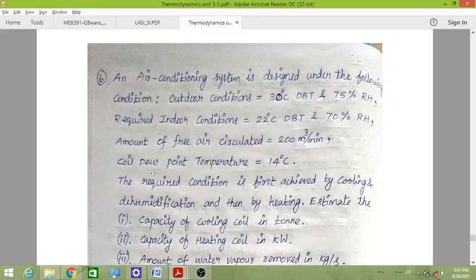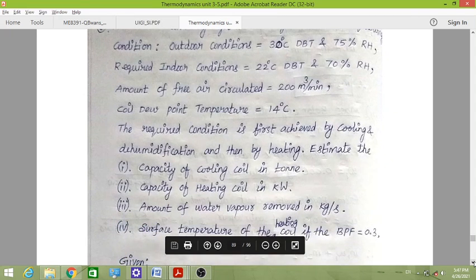So note it down. Coil dew point temperature is 14 degrees Celsius. This is the maximum surface temperature of the coil. Surface temperature of the coil, that is DBTS, was already mentioned in bypass factors. The required condition is first achieved by cooling and dehumidification and then by heating. So there are two sets of processes: cooling and dehumidification, and another by heating. Heating here is sensible heating.